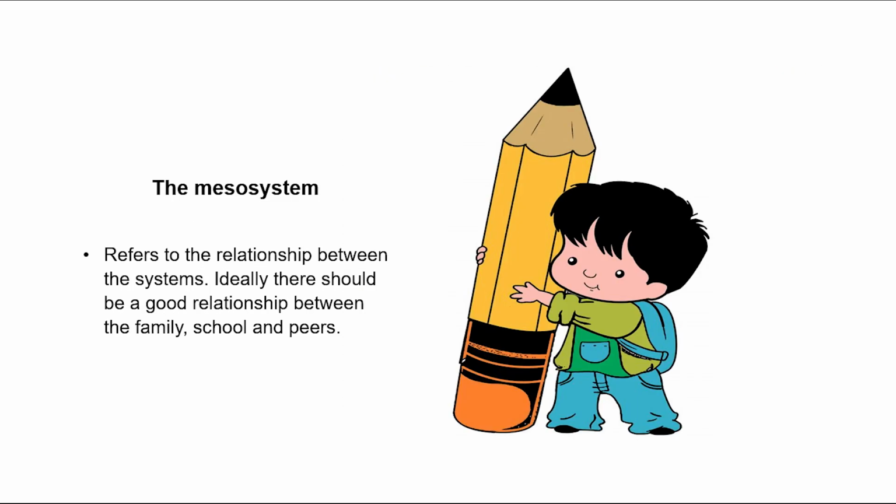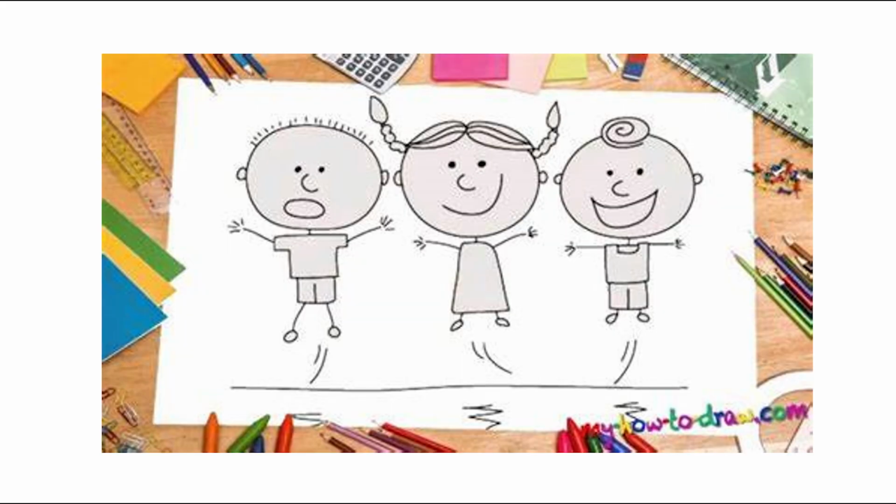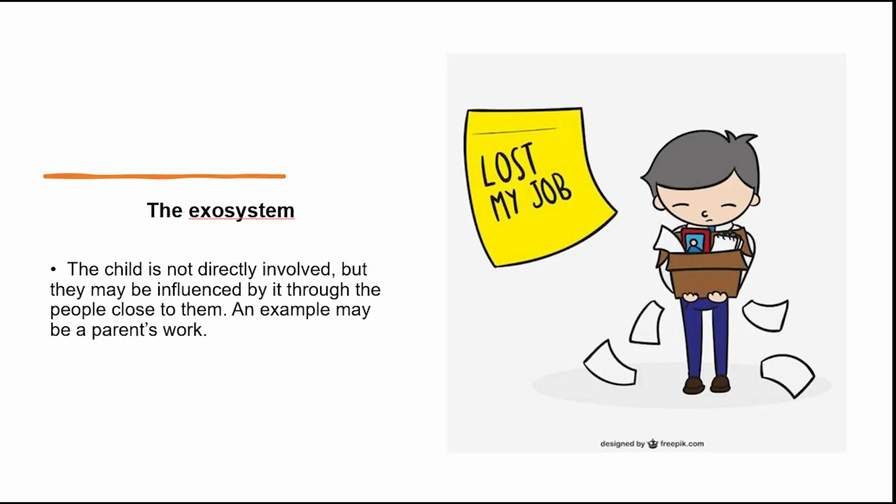The second one is the mesosystem. It refers to the relationship between the systems. Ideally, there should be a good relationship between the family, the school, and the peers. If this does not happen, then the child will start to show the results of it.